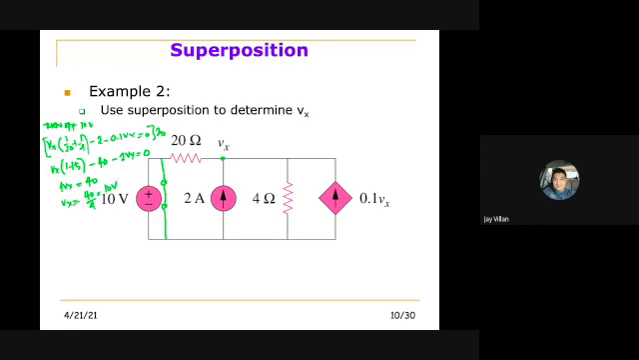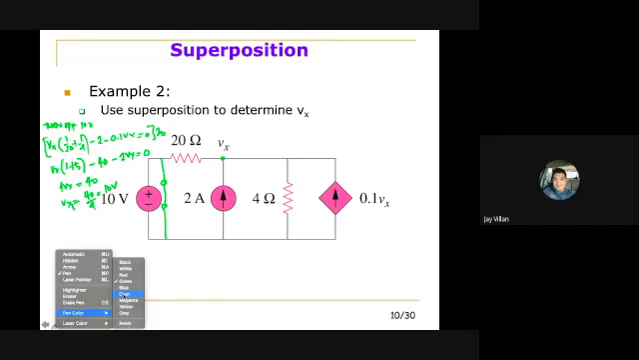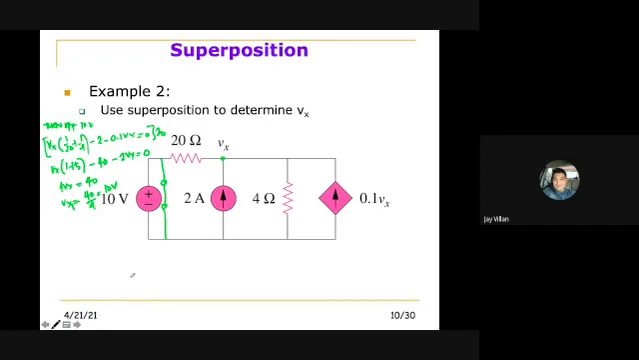Okay, so lagyan natin siya Vx1. Okay? Change colors. Let's change this to red. So, for red, turn off 2 amperes source. Okay, so 2 amperes source. So when we turn it off, we represent this as an open circuit.